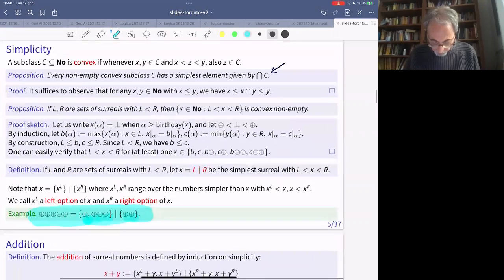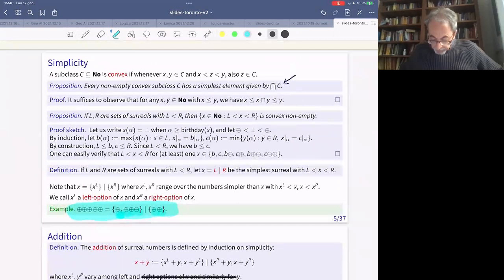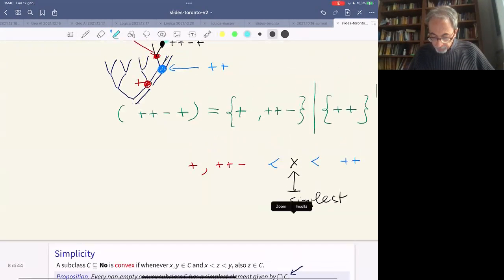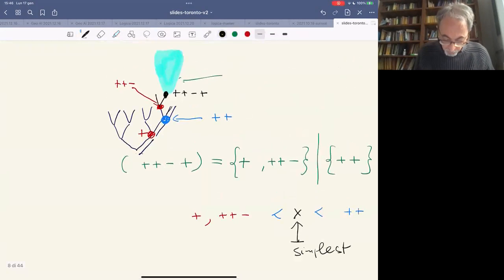Now, with this notation I'm going to use, I need to introduce the notion of left and right option.